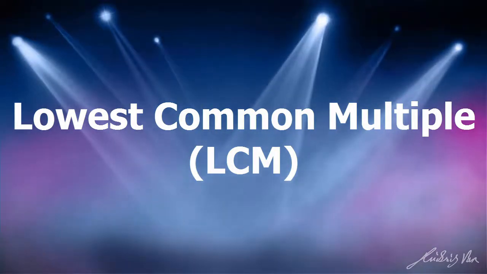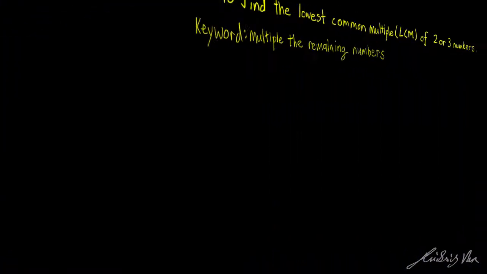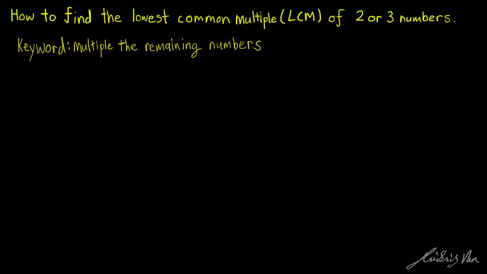Finding the LCM of 2 or 3 numbers is something similar to HCF, but this time around we need to multiply the remaining numbers. How do we do this? We will take a look at an example.